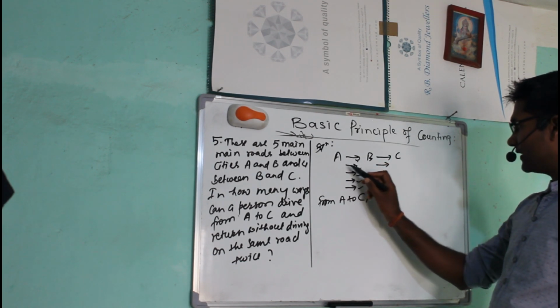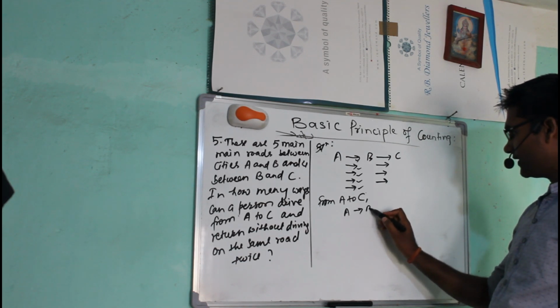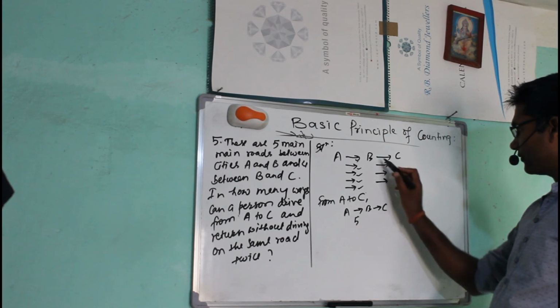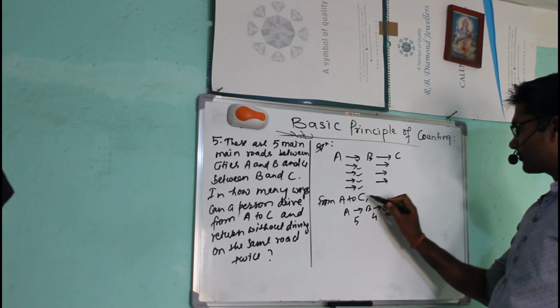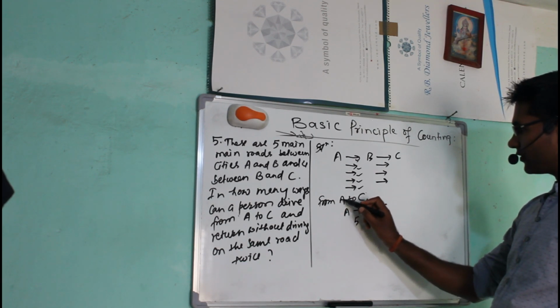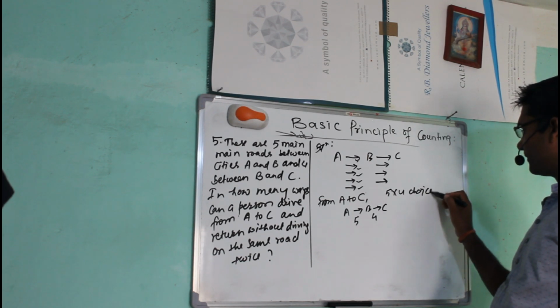So first we have to move from A to B, and B to C. There will be 5 for A to B and 4 for B to C. That means while driving from A to C there will be 5 into 4 choices.